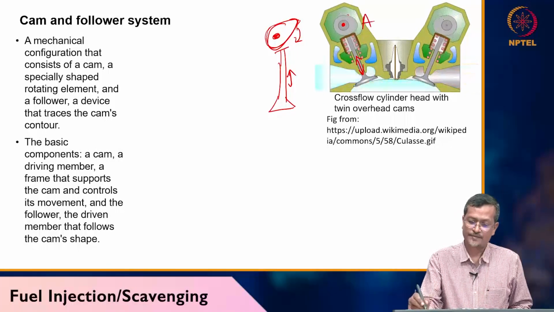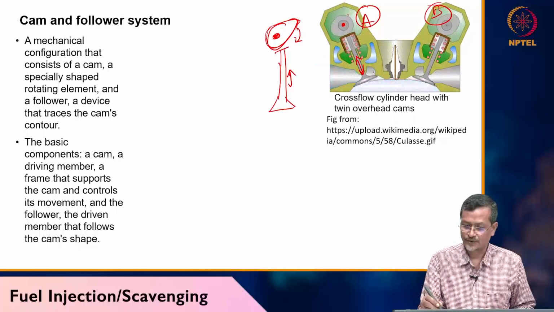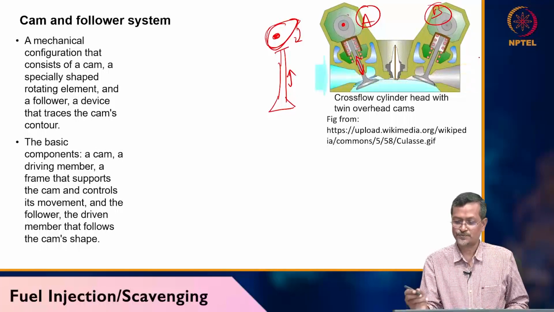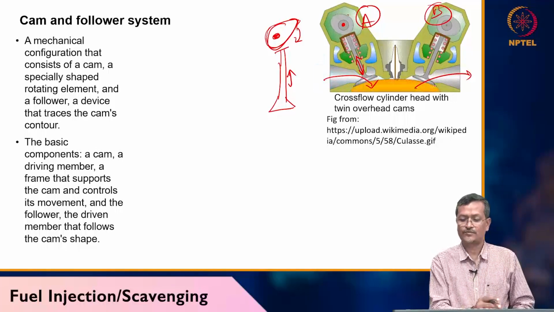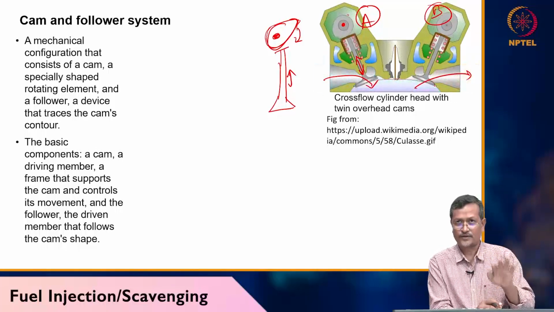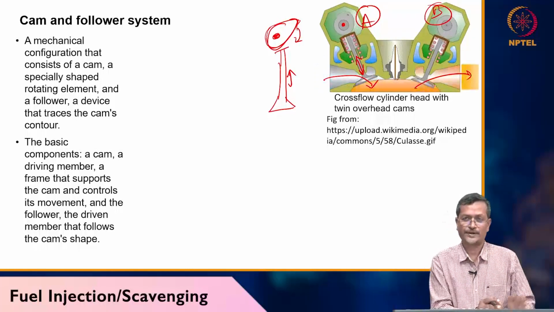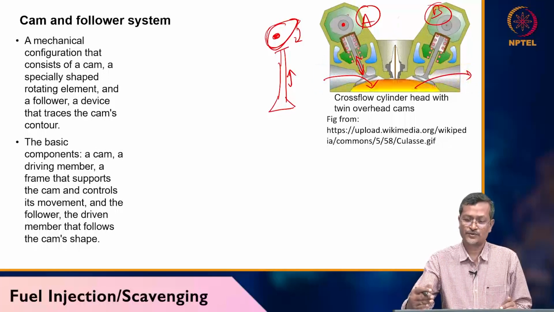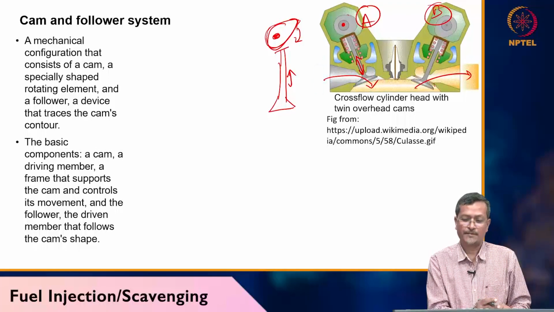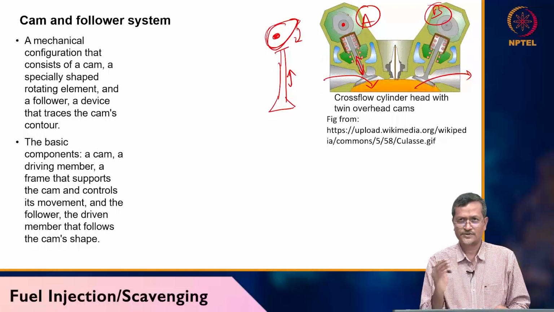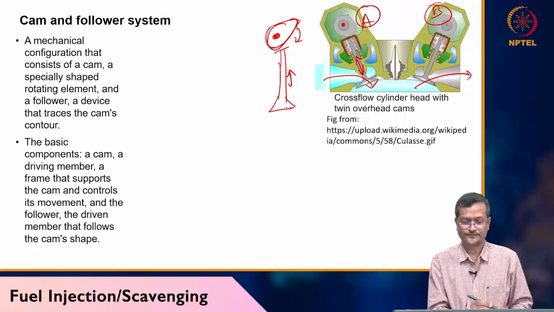Okay, A and B. A is connected to your inlet port, B is connected to your exhaust port. Fluid is entering here, fluid is exiting here. So both will not work together. One will be working first, then after that the second one will be working. For example, when intake is happening, the exhaust should be closed. When exhaust is happening, intake should be closed. But in a two-stroke engine, normally it will be almost overlapping. That is a problem for the two-stroke engine.